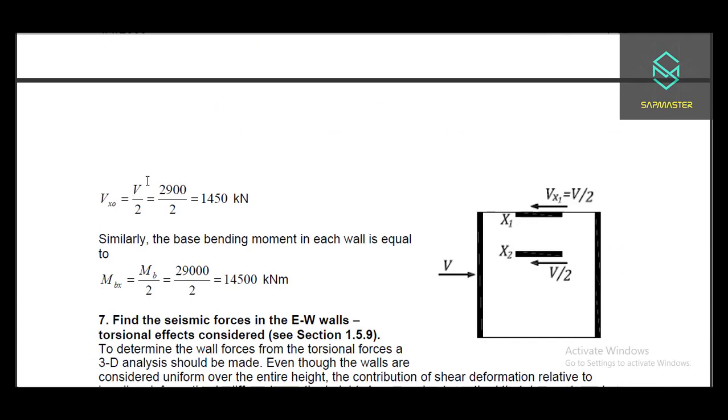So, as you can see here, this is the one that we calculated. V was equal to 2900. So we will divide it by 2 and we will have 1450 kilonewtons. Similarly, the base bending moment in each wall is equal to the maximum divided by 2, right?